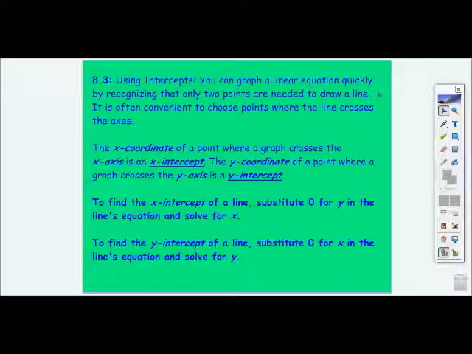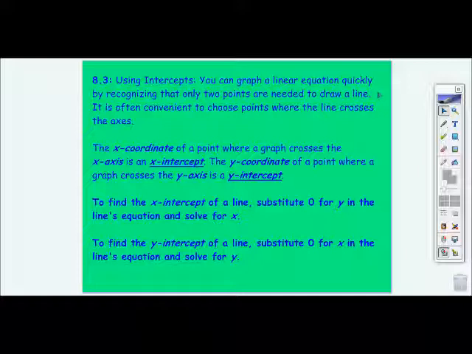In 8.2, we began learning how to graph lines. In 8.3, we're going to give you a way to do it a little quicker. You need to realize that you can graph a linear equation quickly by using only 2 points to draw a line. It is often convenient to choose points where the line crosses the axes.